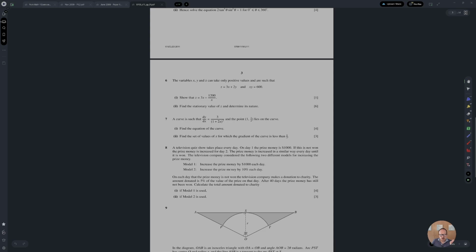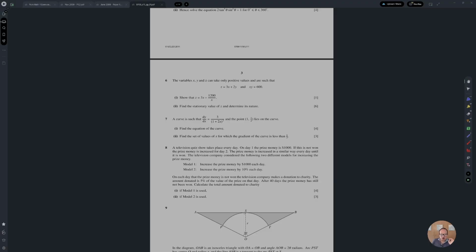And if you use Model 2, the common ratio, if it is 10%, is 0.1. Sorry, the prize is an increase in prize money, not 0.1. It's going to be 1.1. It's going to be an increase, so you have to add these 10% to the value that you had before. So that's 1.1. Important for you to notice.